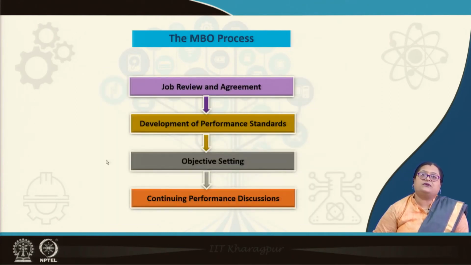The MBO process is job review and agreement, development of performance standards, objective setting, and continuing performance discussions.